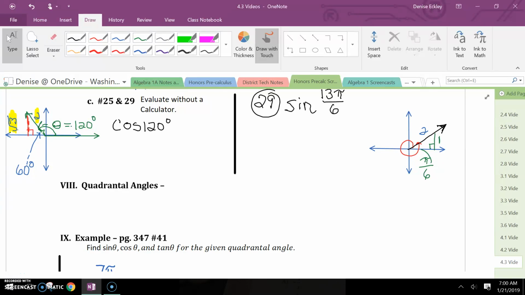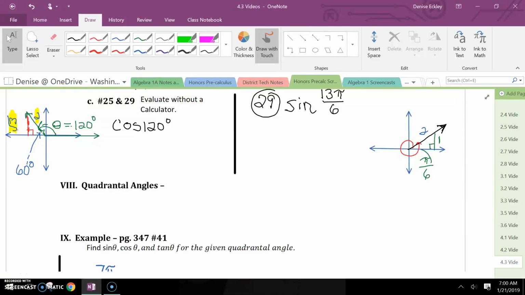Page 347, number 25 and 29, ask us to evaluate the given angles without a calculator. So I've given us an example, one in degrees and one in radians. And this is kind of an introduction to the unit circle, which comes at the end of this section. So I went ahead and I drew it.